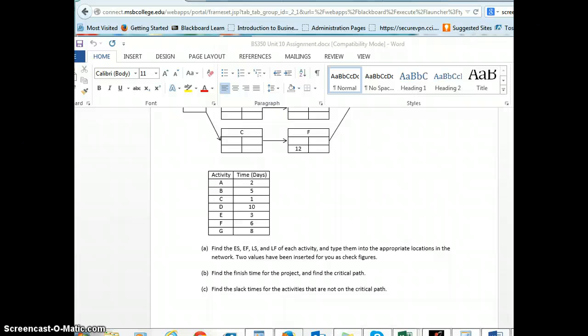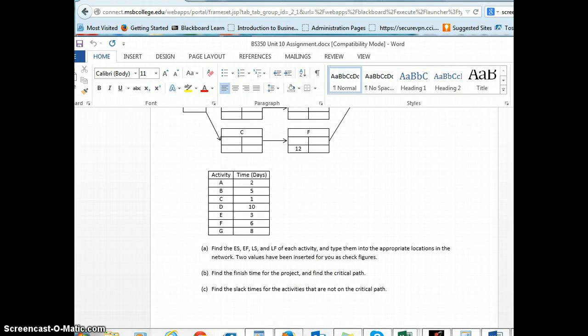The activities that have no slack time are your critical path activities. And you'll see that information, like I said, on slide 26 of the PowerPoint. It also tells you how to find the slack time. The slack time is basically the latest start minus the earliest start, or the latest finish minus the earliest finish for a specific activity. So those are the slack times, but again, you can refer to page 26 for those formulas.